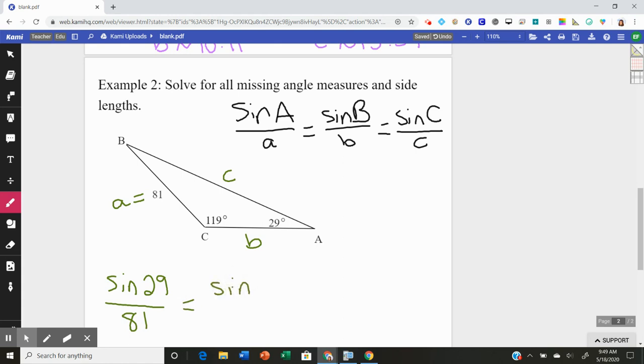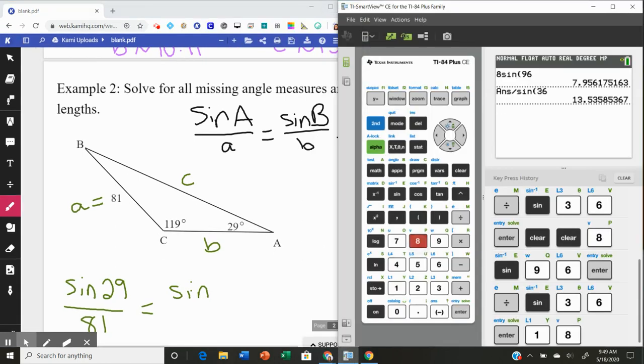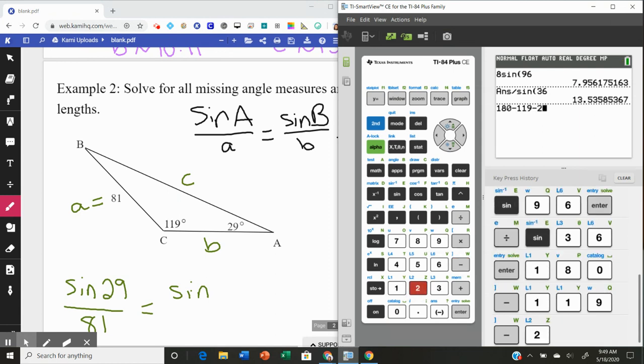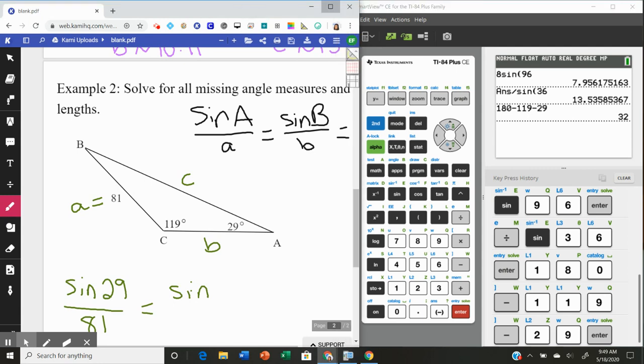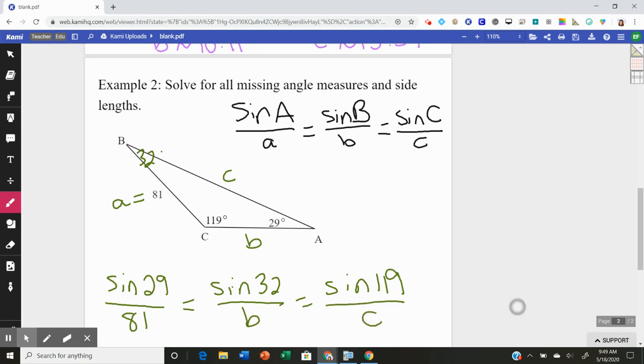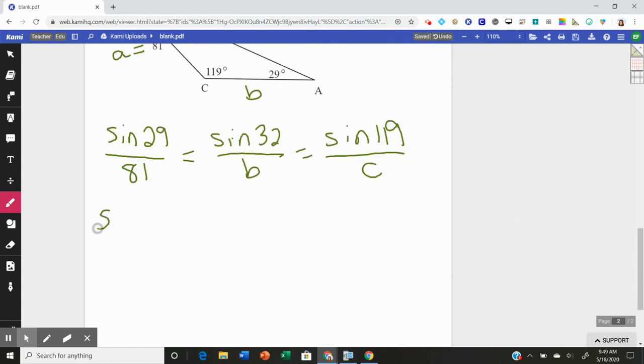I didn't figure that one out, but I know I can. I know I have two angles, and I could figure out the last one. So 180 degrees, subtract my 119, subtract my 29, gives me the measure of angle B at 32 degrees. Okay, so sine of 32 degrees over B has to be equal to the sine of 119 degrees over C. So again, I'm going to set this up as two different ratios that I can cross multiply and divide.